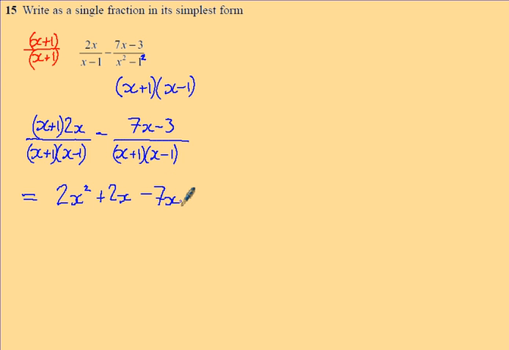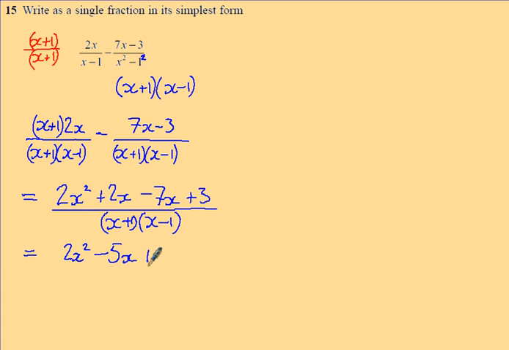Now here's the tricky part, I want to subtract minus 3, and don't forget when we subtract a negative it becomes positive. And this is still a fraction out of x plus 1, x minus 1. Tidying up the top, I get 2x squared, collect the like terms in the middle, 2x take away 7x is minus 5x plus 3, all over x plus 1, x minus 1.